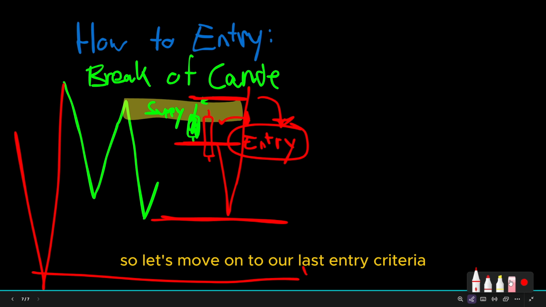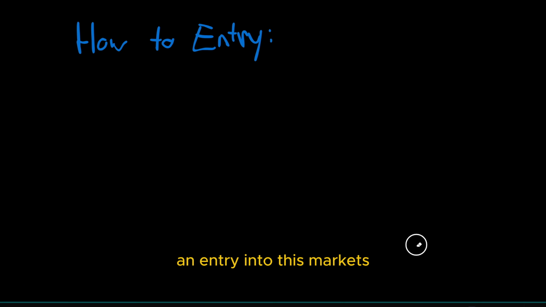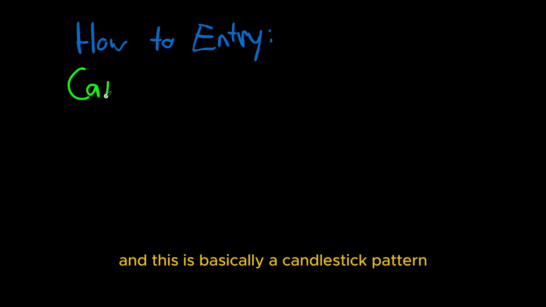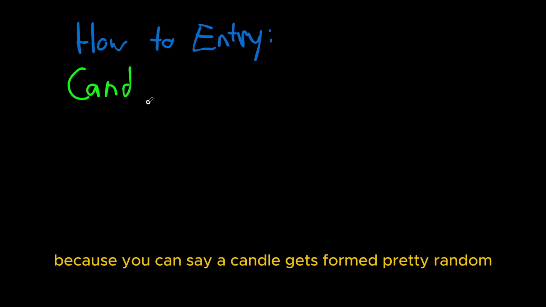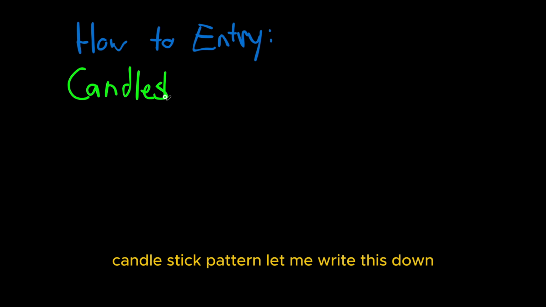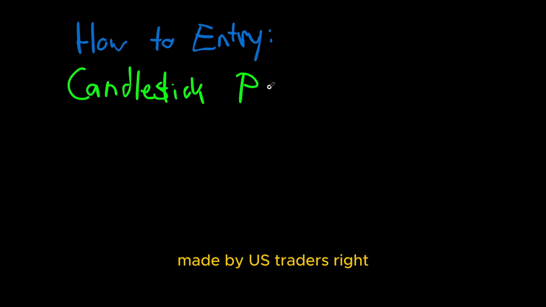So let's move on to our last entry criteria, which we can use in order to take an entry into these markets. And this is basically a candlestick pattern. I know a lot of people are saying candlestick patterns don't work, candlestick patterns are a scam, and to some degree, I understand them, because you can say a candle gets formed pretty random. But I can't agree with that, because a candlestick pattern, let me write this down, is actually a good thing made by us traders, right?